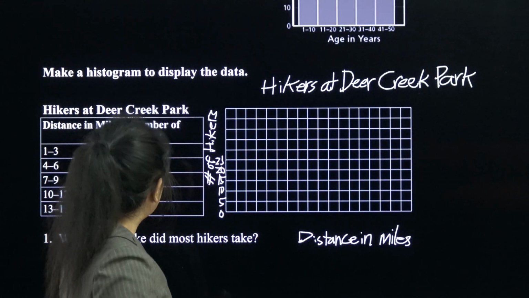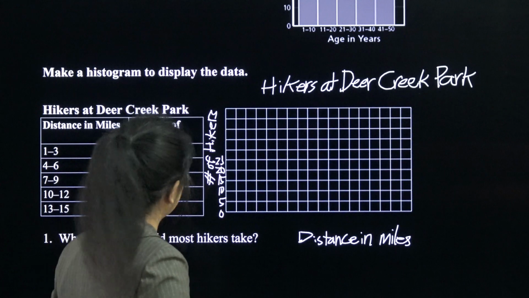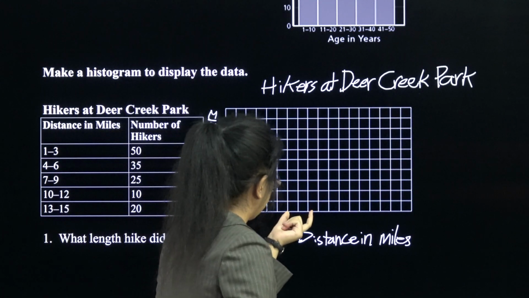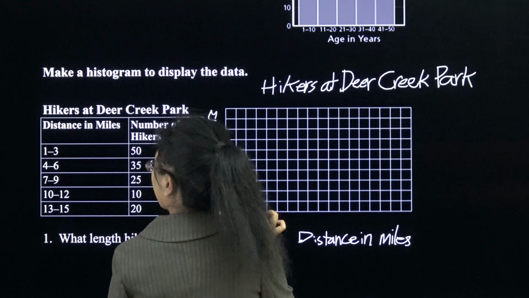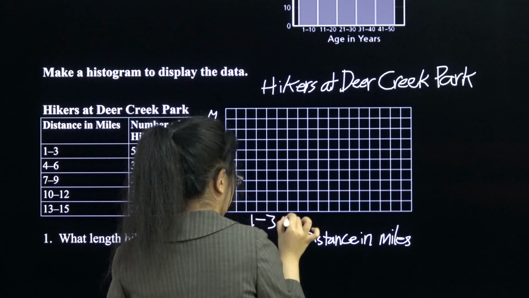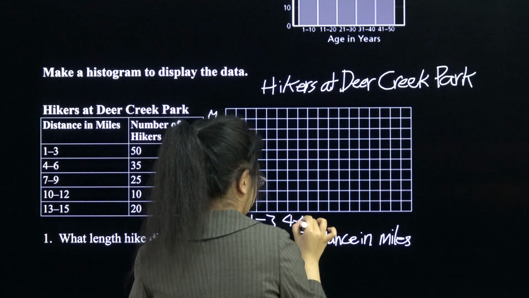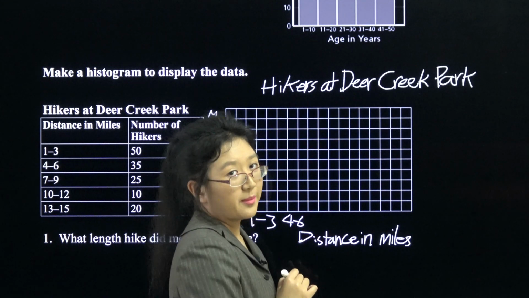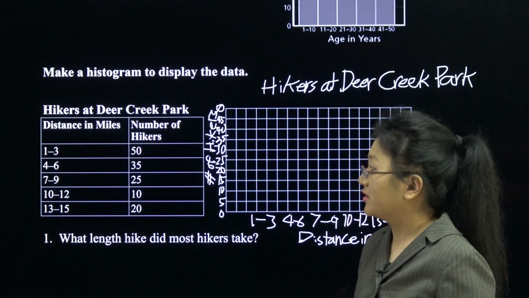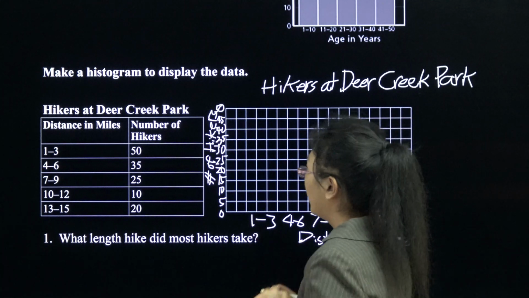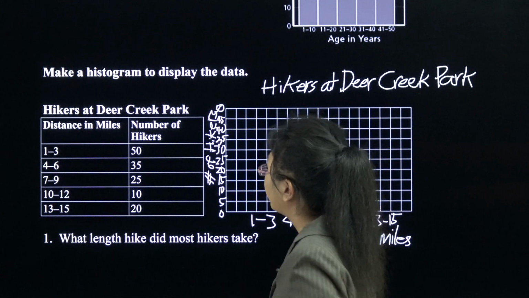For the distance in miles, there's 5 categories, and they're all side by side, so technically you could take up 3 squares each. 1 to 3, 4 to 6. I'm going to skip over this. Now that we're done with the labeling of the axis, we're going to actually plot the data.